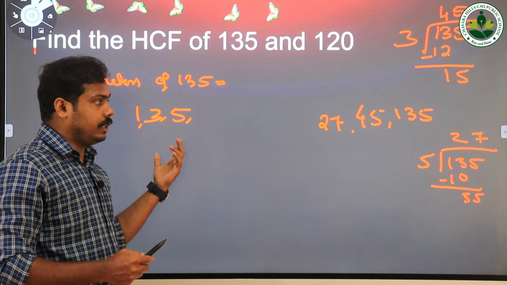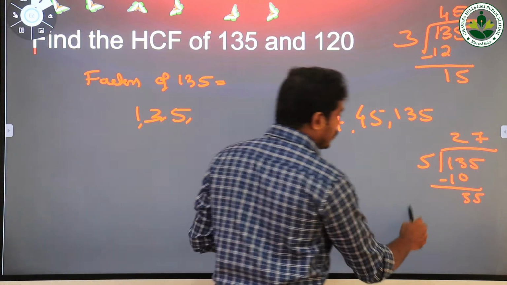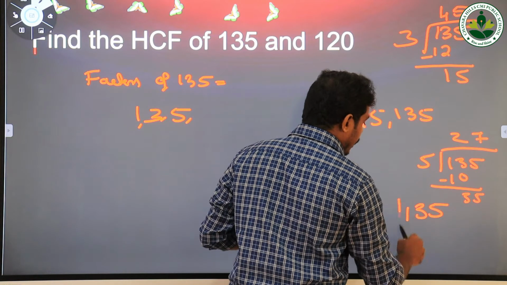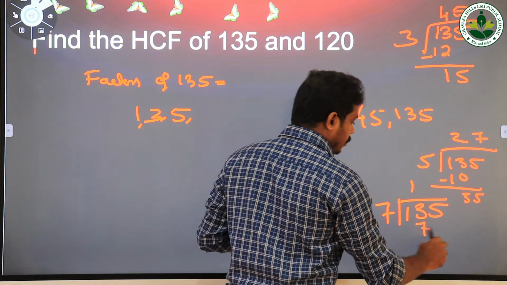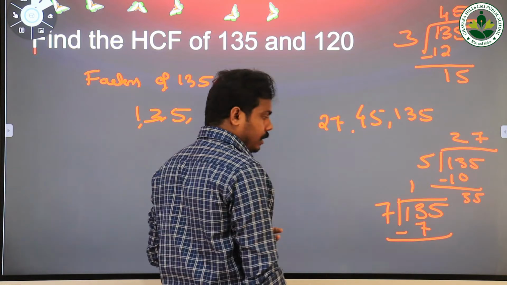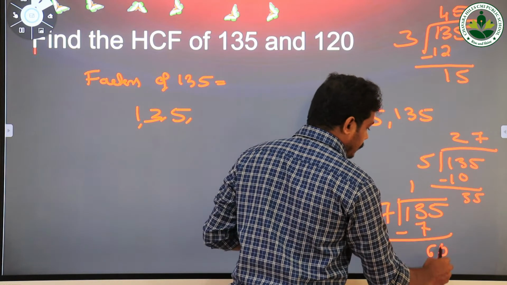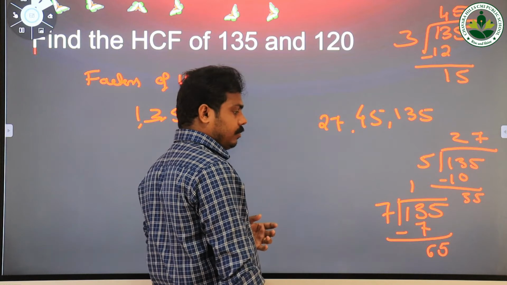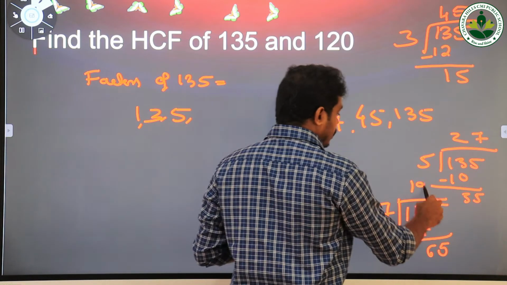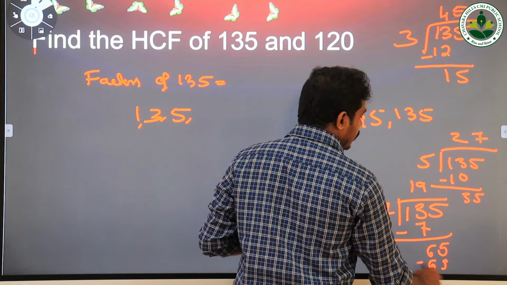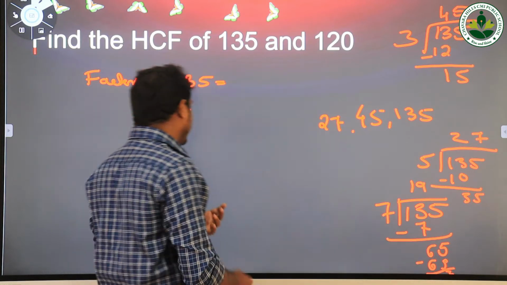Then 7, we need to check if it is divisible by 7. 135 divided by 7. 7 into 1 is 7. 30 minus 7, 65. 7 into any number is 65? No, so we can write 7 9s are 63. Remainder is 2, so it is not divisible by 7.